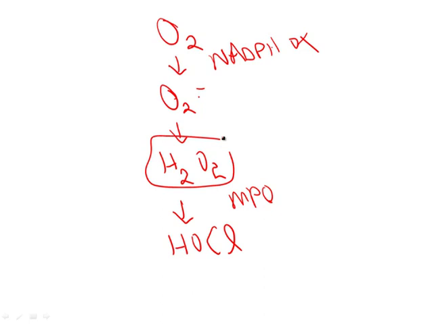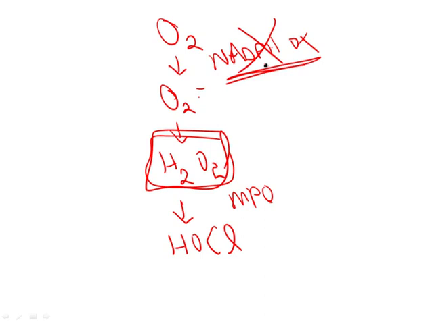One way would be to undergo this reaction that I've drawn here, where oxygen gets converted to superoxide, and superoxide produces hydrogen peroxide, and then this hydrogen peroxide becomes bleach. And that requires NADPH oxidase. Now let's say that there's a patient who's deficient in NADPH oxidase, right? So this pathway is knocked out.